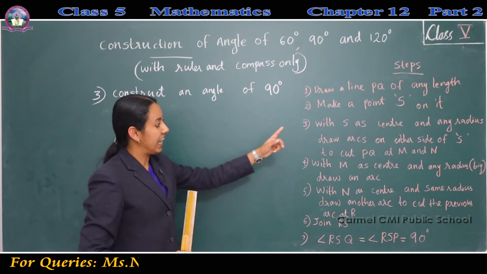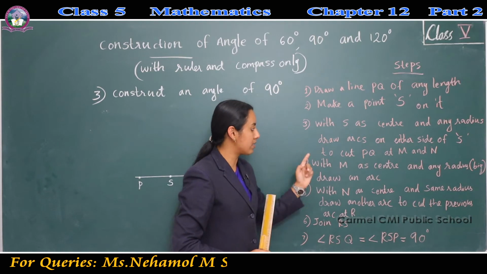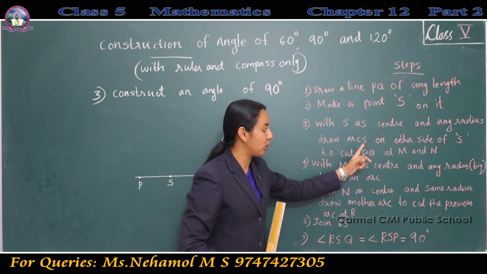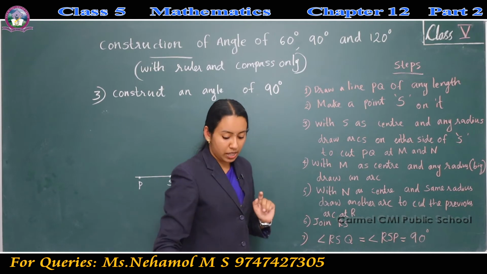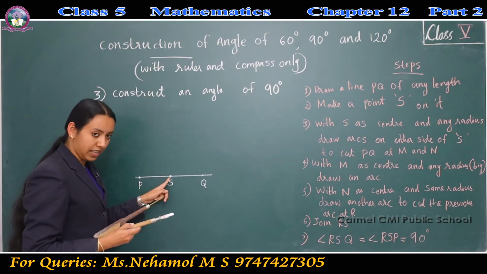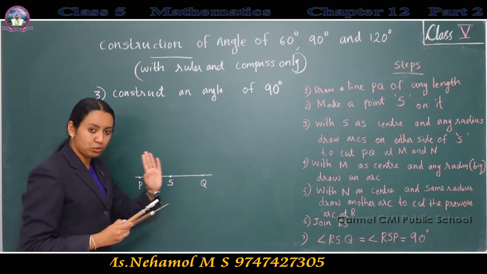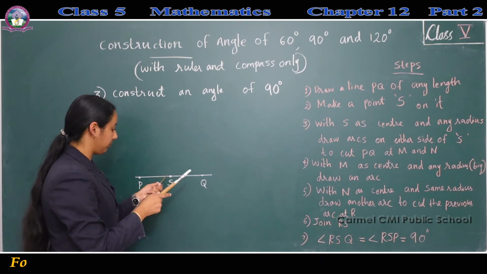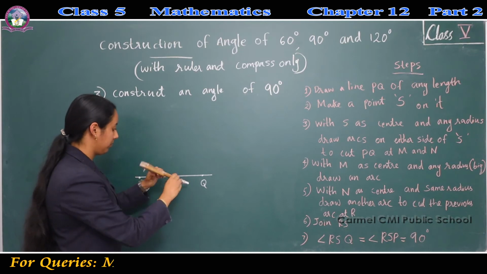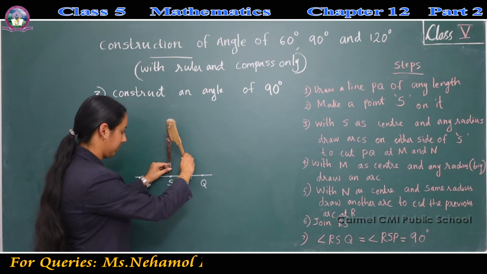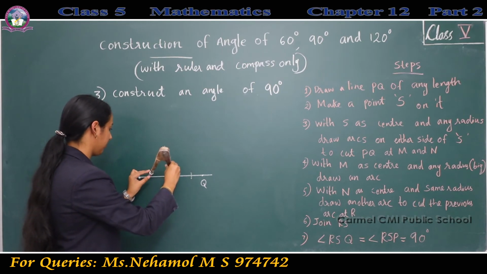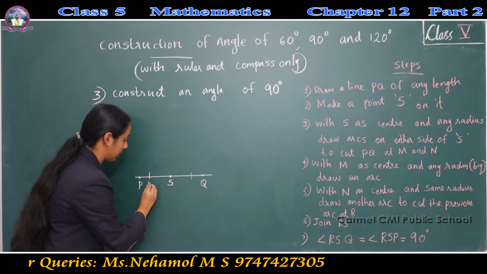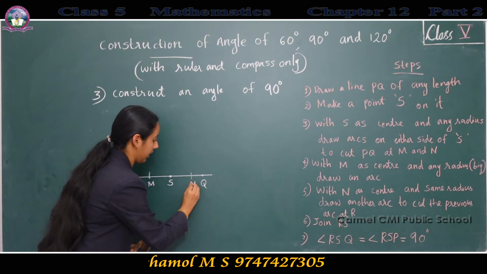Then, with S as center and any radius, draw arcs on either side of S to cut PQ at M and N. That means, with S as center, we have to draw two arcs on either side of S. We can take any radius. Mark this point as M, this as N.